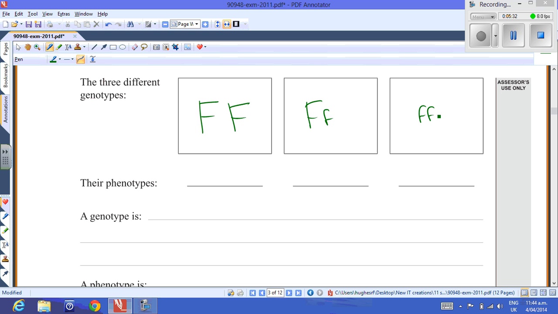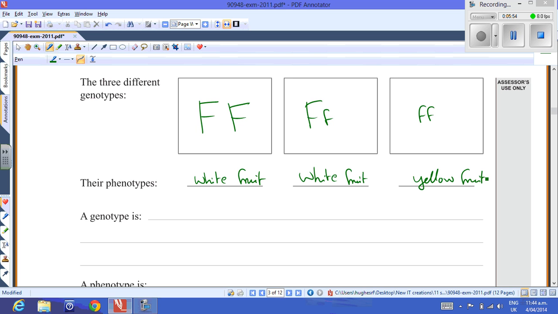And remember, these letters are arbitrary; we're just using them to represent particular genotypes and phenotypes. The phenotype with large F, large F we said was white fruit. With large F, small f, it's also white fruit. And with small f, small f, it's yellow fruit.